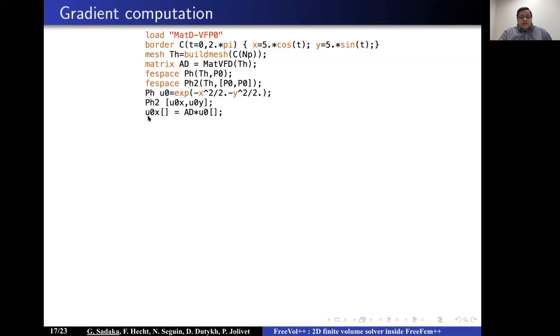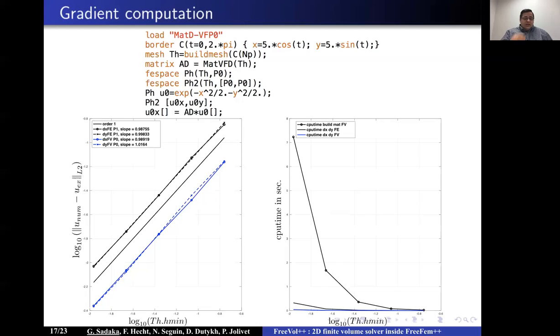So by calling U0x equal to AD times U0, we have the gradient. So here you have a comparison between finite element and finite volume, so it's of order 1. And here is the CPU time. This one, 8 seconds, is for the building of the matrix, but we do it once at the beginning. And then this one is the matrix times the vector.